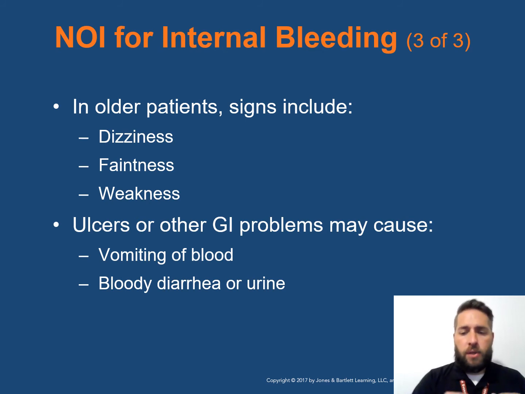So some other signs and symptoms that you may see, especially for older people, is dizziness, faintness, weakness. So what we call this is orthostatic hypotension. So orthostatic means kind of standing. So if you have them sitting or laying down and you take a blood pressure and say it's 120/70 and you get them to stand, and when they stand you take another blood pressure and it's 90/60, then they have orthostatic blood pressure.